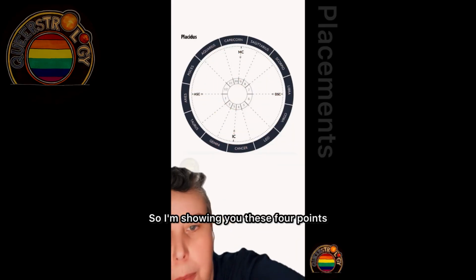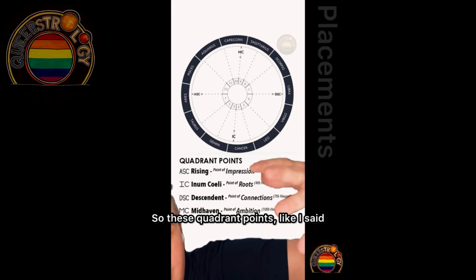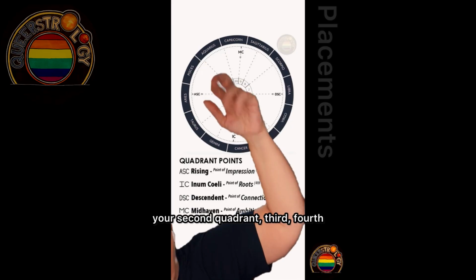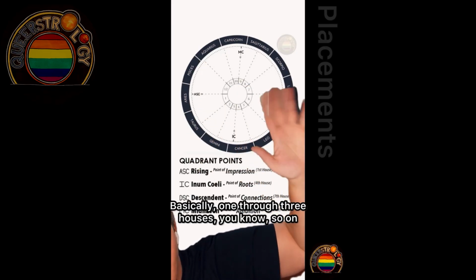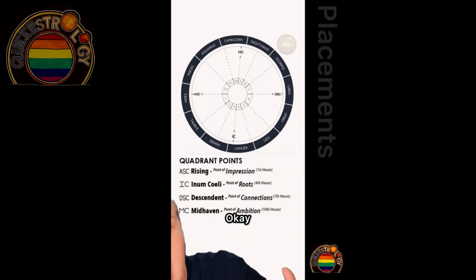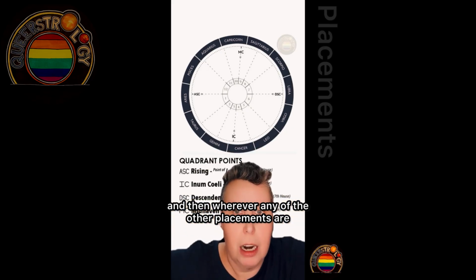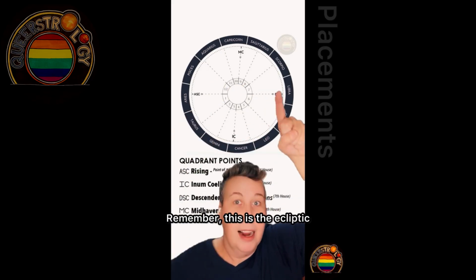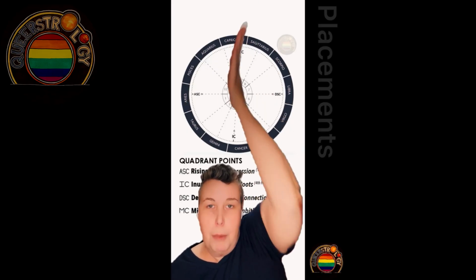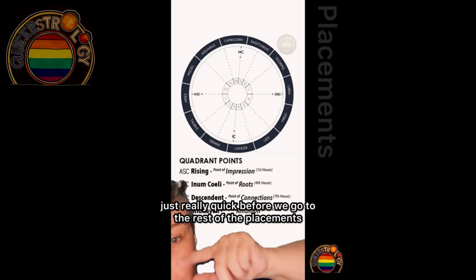So I'm showing you these 4 points because we're getting ready to go and talk about the points in astrology, right? So these quadrant points, like I said, they establish for us, here's your first quadrant, your second quadrant, third, fourth, basically houses 1 through 3, and so on. This is a hemisphere, that's a hemisphere, hemisphere, hemisphere, okay? So now this is how we have it set up. And then wherever any of the other placements are that happen to be in the sky, remember, this is the ecliptic, so they're going around here somewhere. Equator, meridian, right? So let me talk about what each of these is just really quick before we go to the rest of the placements.